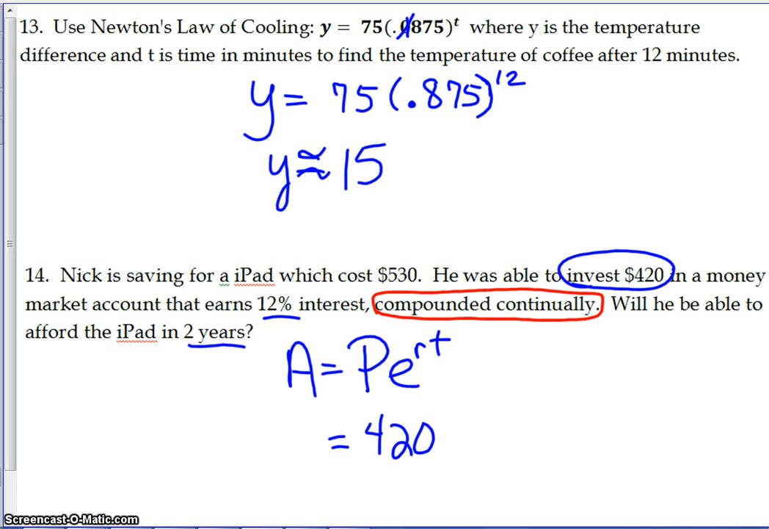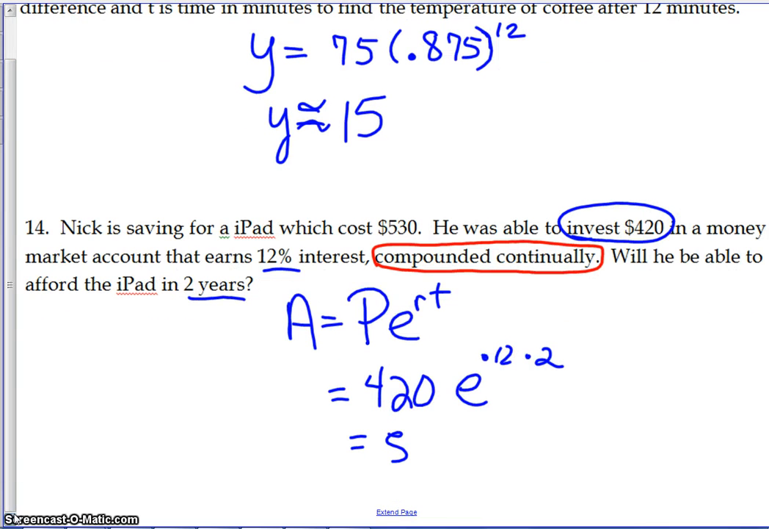So in this case, it's $420. e is the number e. r is your rate, 0.12. And then we're multiplying it by the number of years. So multiply it by 2 there. So in this case, after my 2 years, I'm going to have the amount of money of $533.92. So the question is, do you have enough money to buy this $530 iPad? And the answer is, oh yes, we do.